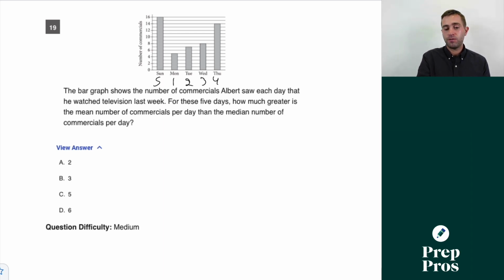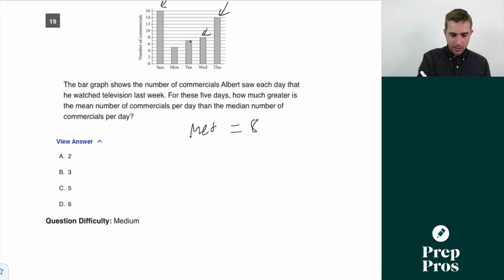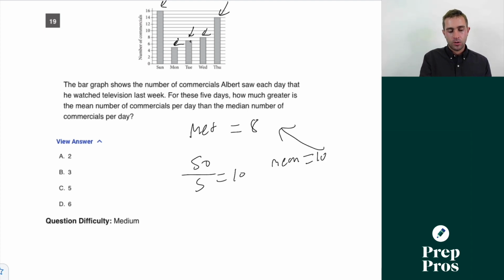Out of a list of 5, our median is going to be our middle value, which is our third value. So our median here is going to equal 8. Now, if we're looking to solve our mean, we're going to have to add up the total of all of these and divide by 5. So we're going to have 16 plus 14 plus 8 plus 7 plus 5. That should equal 50, and 50 over 5 is going to equal 10. So our mean is going to equal 10. Our median is going to equal 8. So that's going to give us that the mean is 2 greater than the median. So we can tell that A is our correct answer there.